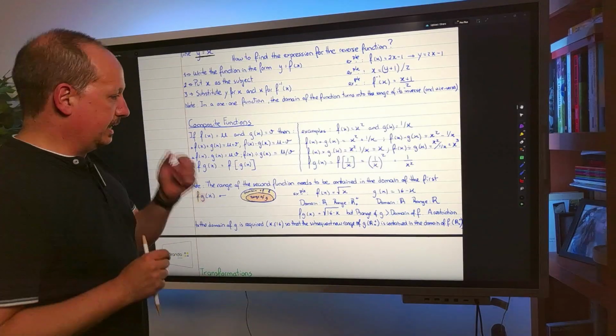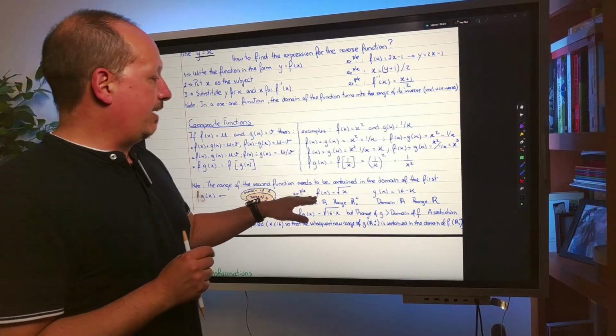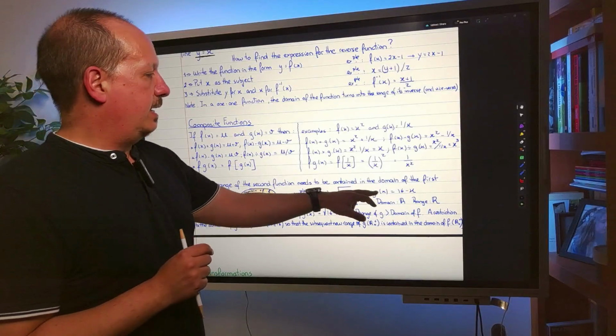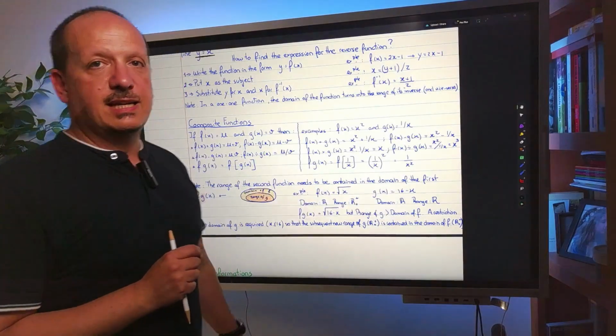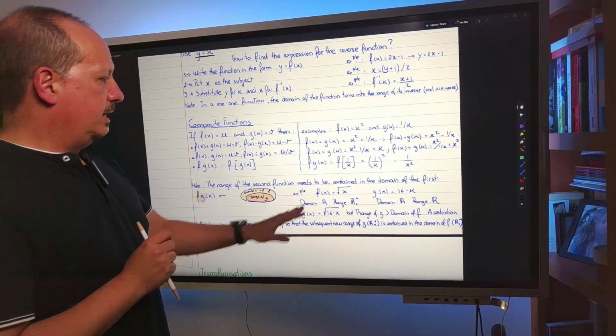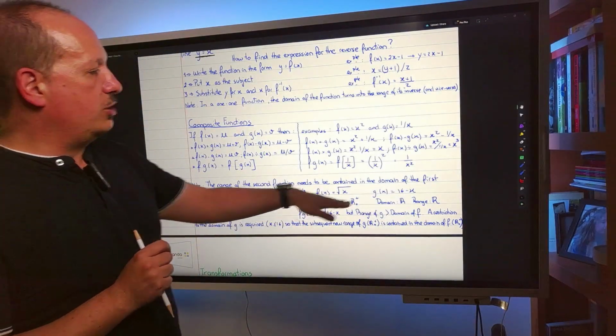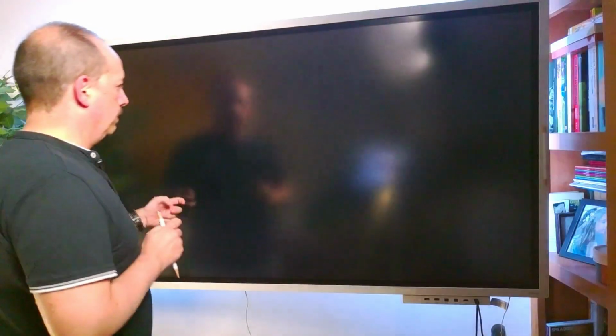Let's look at an example. Let's say that f of x is square root of x and g of x is 16 minus x. Okay? Let's now look at the domain and the range of each one of these functions.